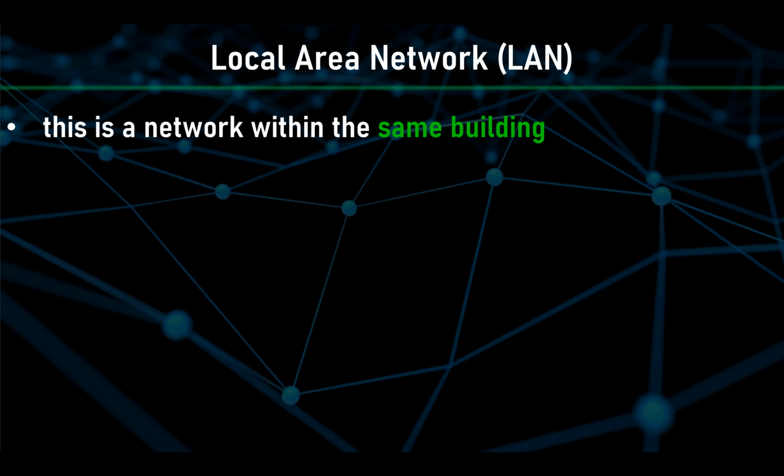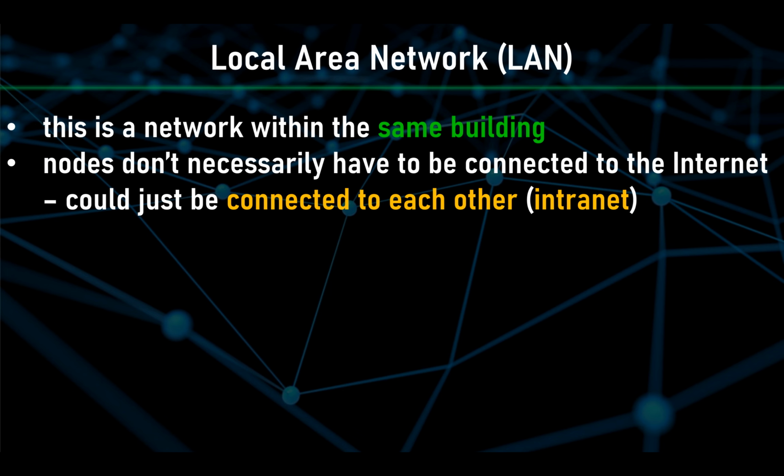So if we look at a LAN, this is the network within the same building. Nodes don't necessarily have to be connected to the internet, they could just be connected to each other. A private internet is called an intranet, because intra just means internal, whereas inter means kind of outside, or everyone.